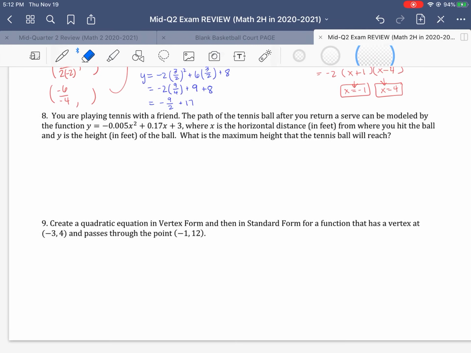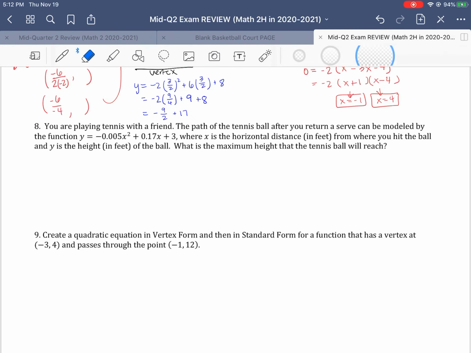All right, so we're going to start with number 8 on this video. A few applications here. It says you're playing tennis with a friend. The path of the tennis ball after you return a serve can be modeled by the function y equals, and then we're given this beautiful function right here, where x is the horizontal distance in feet from where you hit the ball, and y is the height in feet of the ball. What is the maximum height the tennis ball will reach?